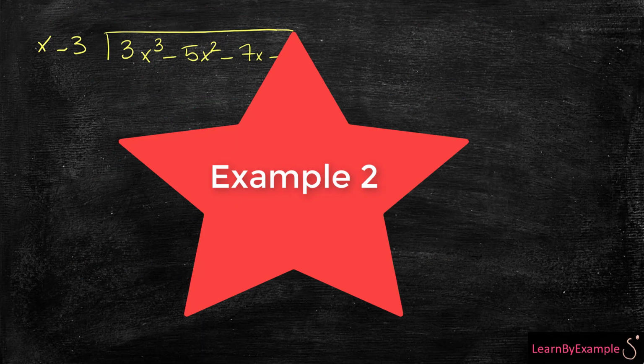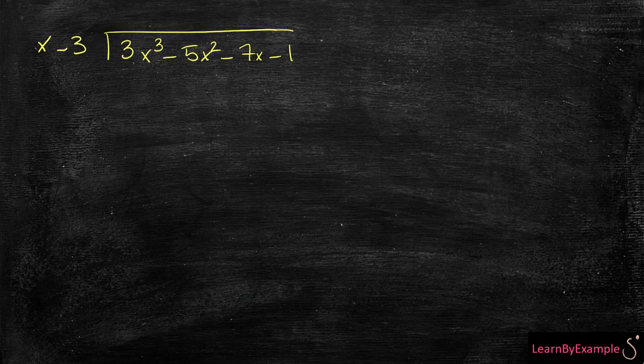So let's take a look at the next example here. I have 3x cubed minus 5x squared minus 7x minus 1 divided by x minus 3. What I need you to do is pause the video right now, try to do this on your own, and then come back to me. Okay, so let's now learn how to do this.